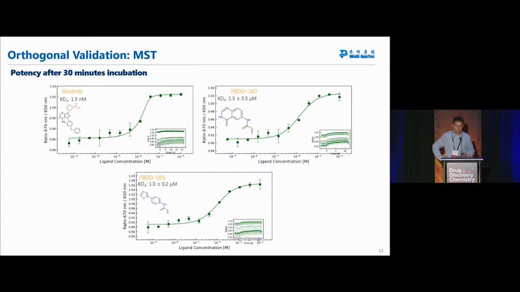And we observed for all compounds that we identified in mass spec as a complete binder, a reasonable, I would call it aberrant KD in the low micromolar range. We need to keep in mind that's an aberrant KD. It's not a real KD. It just gives us an idea about the potency after 30 minutes.